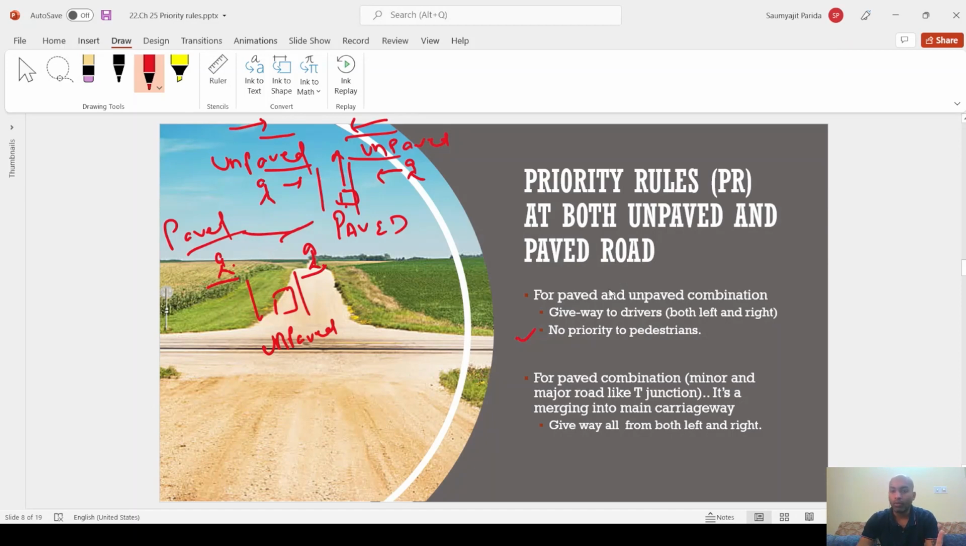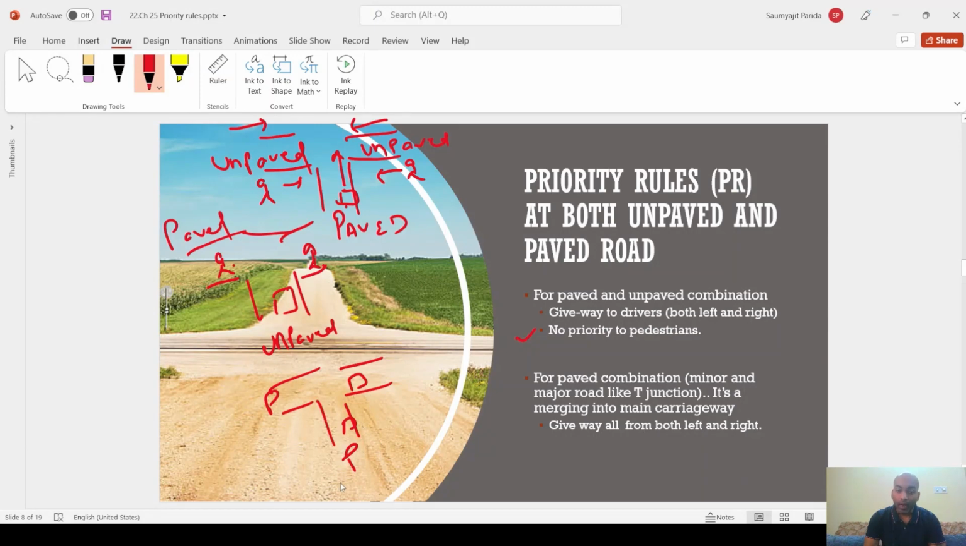Okay, that was for the paved-unpaved combination. Now for the paved-paved combination. For example, if all the roads are paved and this is also paved, in that case give way to all the traffic from both left and right. Okay, let me explain a little bit further.